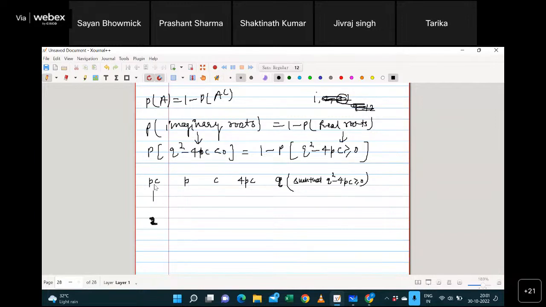Suppose p is taking value 1 and c is taking value 1. Only this is the case when pc will be 1. What is the value of 4pc? 4. Correct. What will be the value of q square minus 4pc?